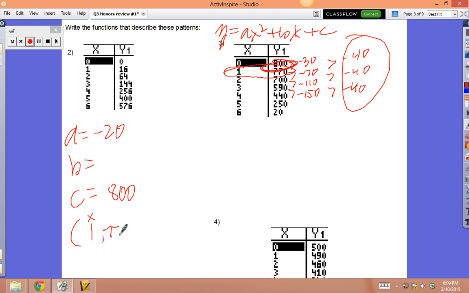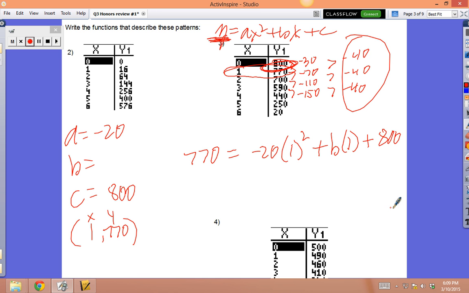Let y be 770. And then I'm going to plug this y in for this y, so it's going to be 770. Plug this a in for this a, negative 20 times x, which is 1 squared, plus b, don't know b, but you know x is 1, plus c, 800. Okay, now you do the math. That's a negative 20 plus b plus 800, and that is equal to 770.